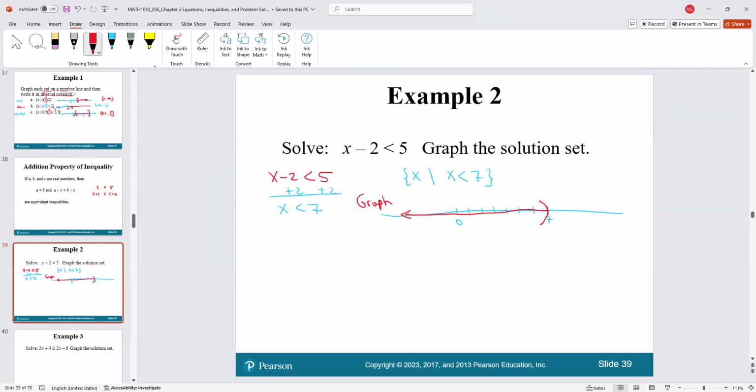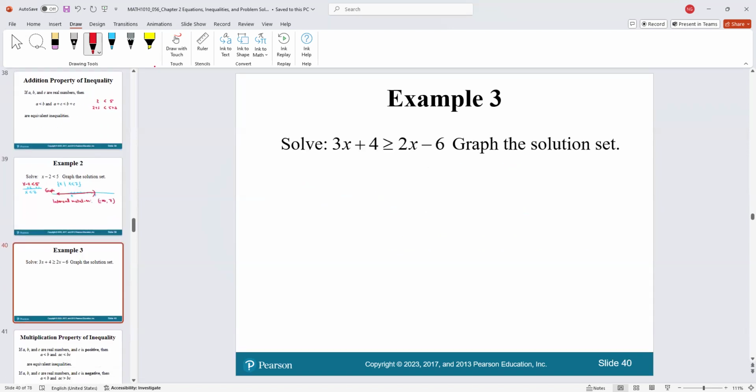A question they didn't ask, that we could also include, is the interval notation, because they could ask us to use it. They didn't ask here, but I will show you. It would be negative infinity and 7, both parentheses, because they are not included in our answer. We can see another example very quickly.